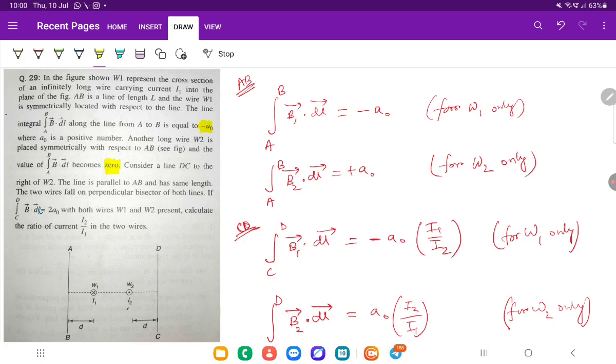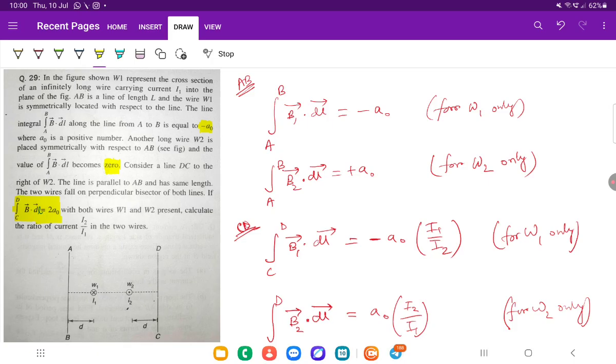And consider a line DC to the right of W2. The line is parallel to AB and has the same length. You can see the figure below. The two wires fall on the perpendicular bisector of both lines. If the line integral from C to D of B dot dl is 2A naught, with both wires W1 and W2 present, calculate the ratio of I2 upon I1. So this is the line integral from C to D, taking into account the effects of both the W1 and W2 wires.